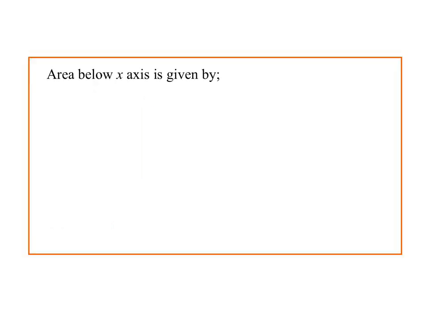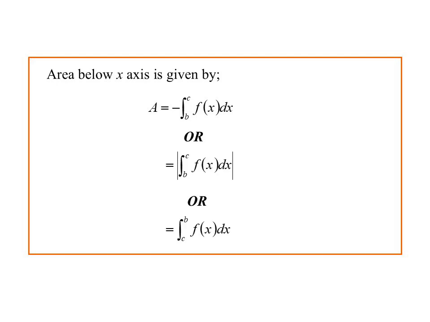So if it is below the x-axis, how do we handle it? Well, we could simply say it's negative the integral. That would work. Another way, we could simply say it's the absolute value of it, because that will always give us the positive amount. But the other thing we could do is use that idea of swapping the limits around. If we swap the limits around, it changes the sign of the integral. So we could do that as well.